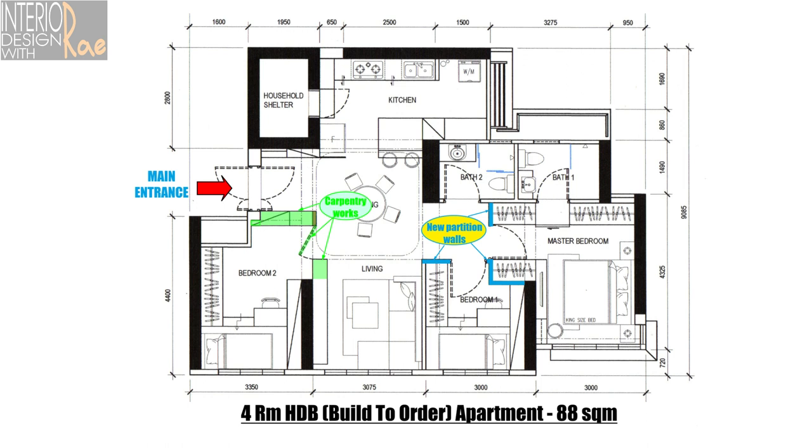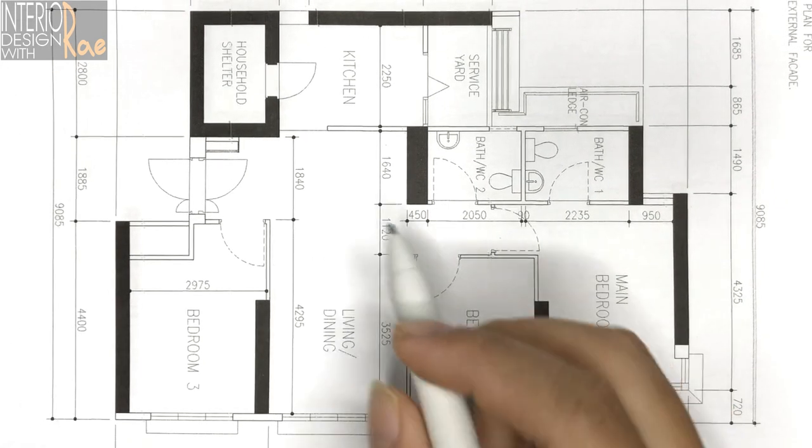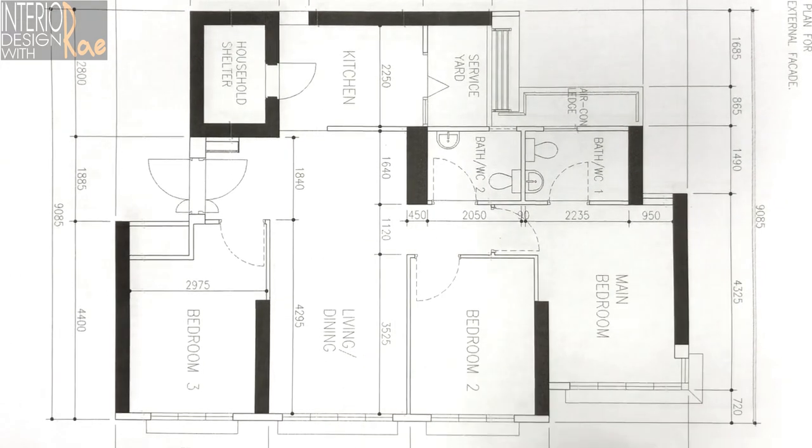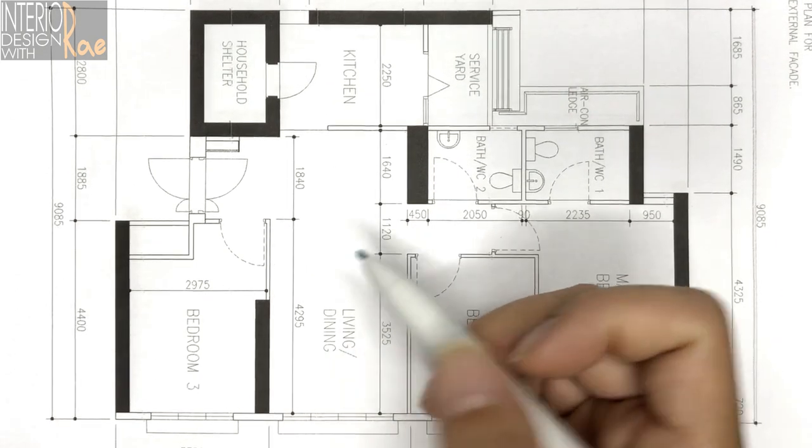Okay, in this revised floor plan, you can see that I've erected this partition wall in blue. Those are the new walls that are being done at the master and one of the common bedrooms. I'm gonna show you what I'm gonna do next for the new layout.